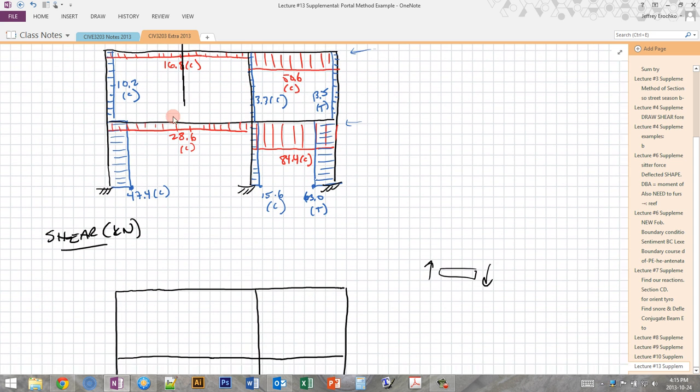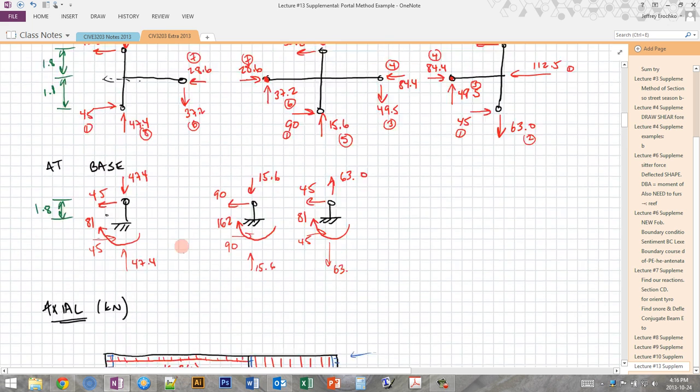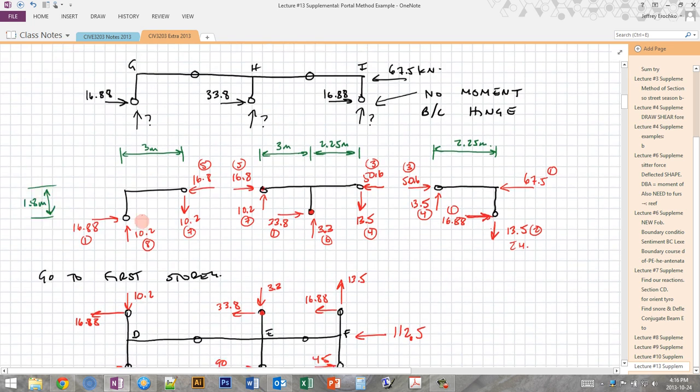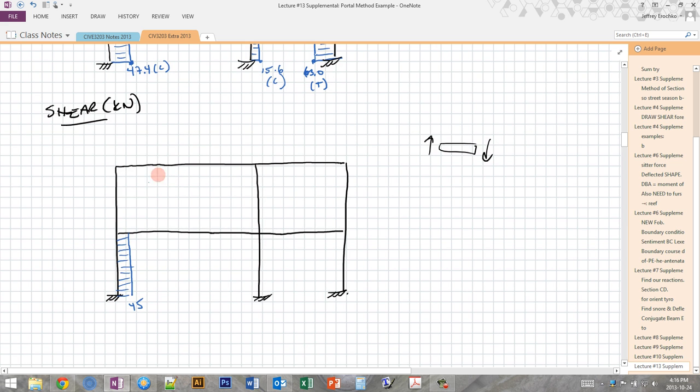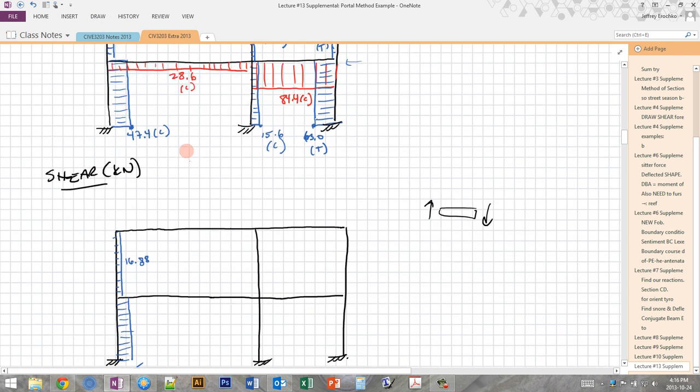So let's draw that 45. Now, which side you draw the shear diagram on is not totally critically important. What's more important is that you draw the moment diagram consistently on the correct side. So there's one column, 45. For the top one, you can see it's 16.88, right? 16.88 for the top column, and that's also negative, so it's going to be on the inside, so I'll draw that one too. Okay, this is 16.88.